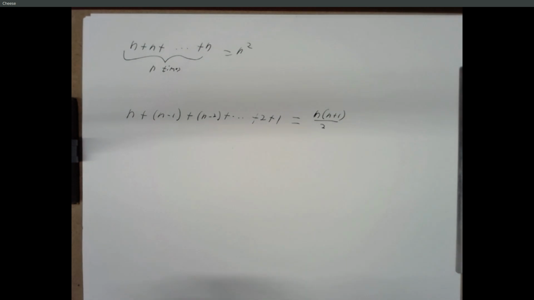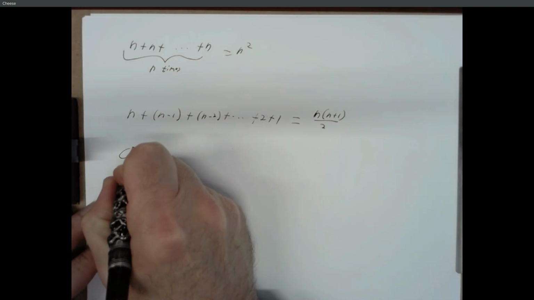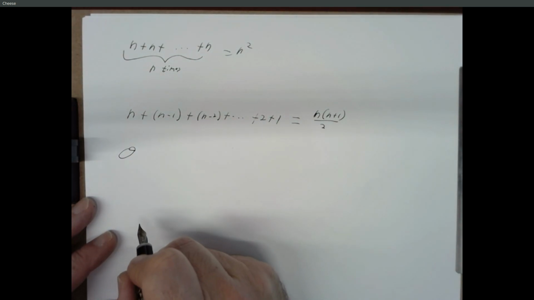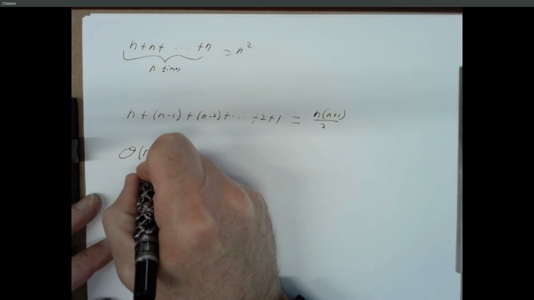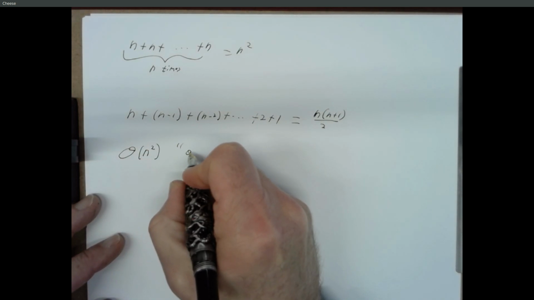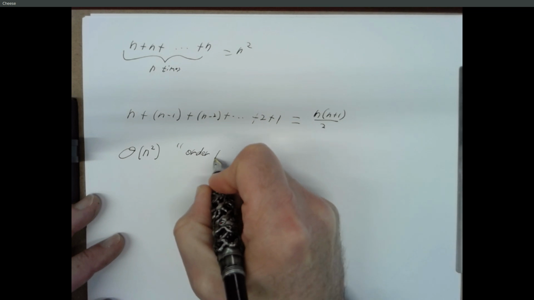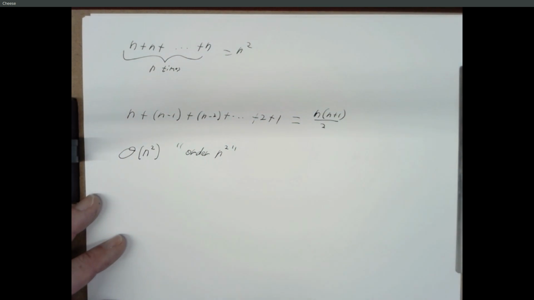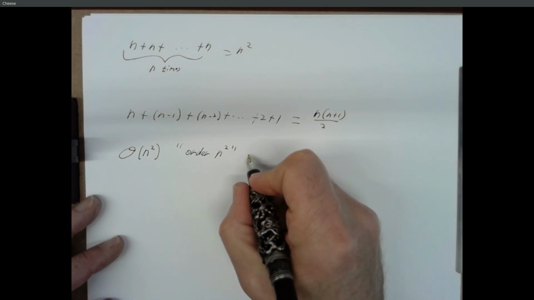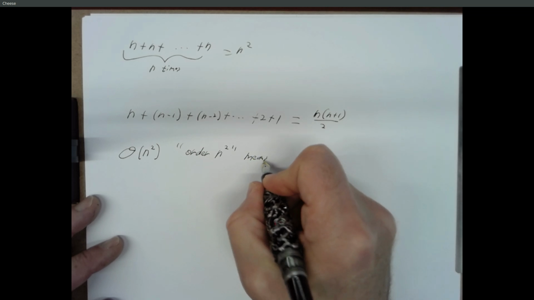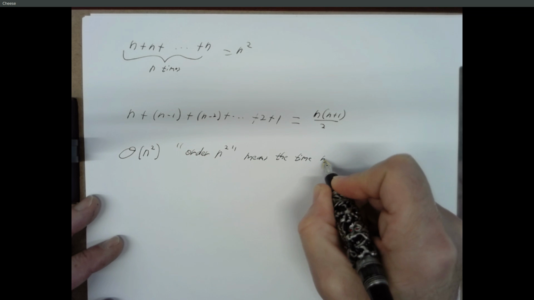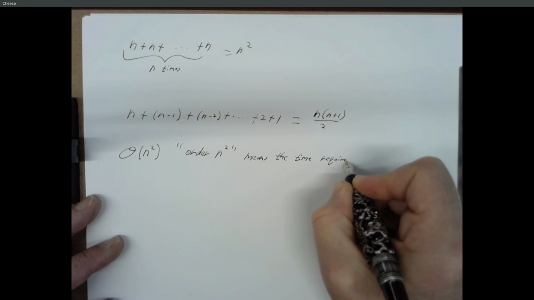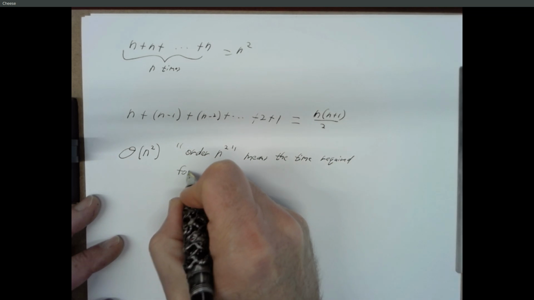So we're going to talk about this thing called big O notation, which we write as the script O. And we're going to say that a bubble sort is order n squared. And this means the time required for the algorithm.